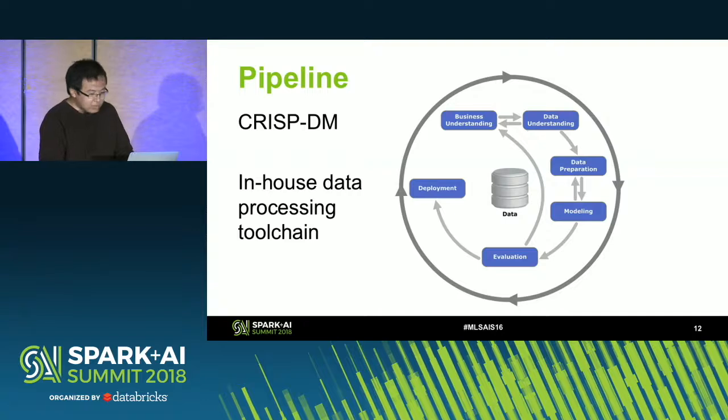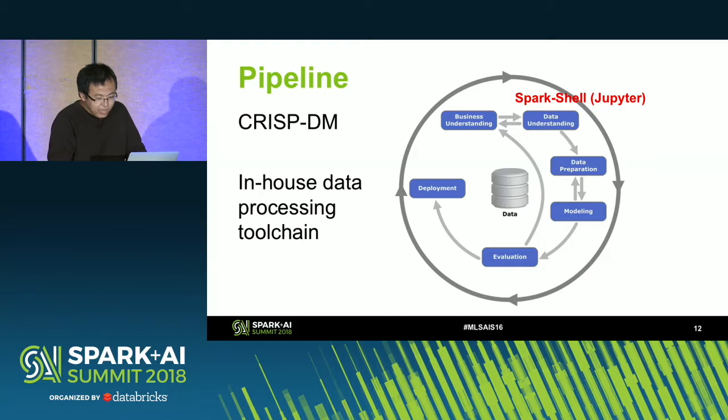Then we introduce our modeling pipeline and how Spark is used in it. We use a standard methodology named CRISP-DM. Its full name is Cross-Industry Standard Process for Data Mining, and it is one of the most widely used forms of data mining models. It breaks the process of data mining into 6 major steps.